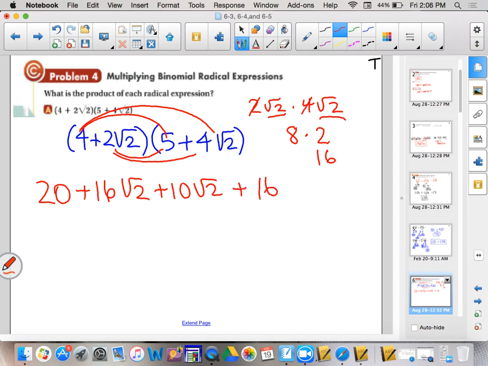Does everybody understand that I multiply the 8 and the 2 together because I'm multiplying 2 times the square root of 2 and then multiplying 4 times the square root of 2? So that means these two have to be multiplied together too. Okay?